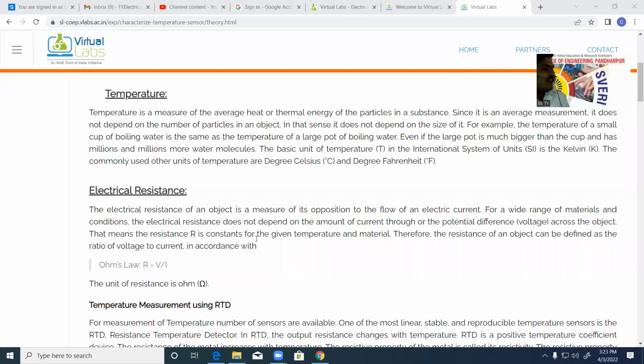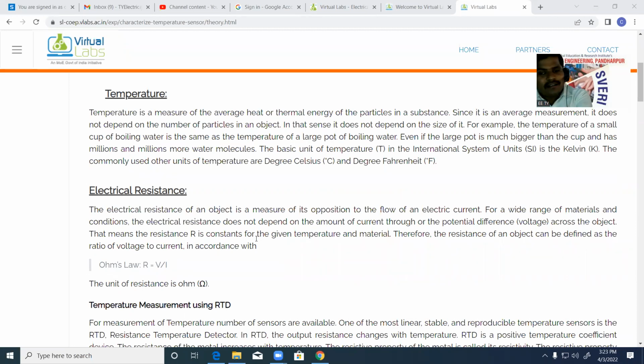It will oppose the flow of electric current, right? So the electric resistance of any object is the measure of its opposition to the flow of electric current. For a wide range of material and conditions, the electric resistance does not depend upon the amount of current through, or the potential difference (voltage) across, the object, right?